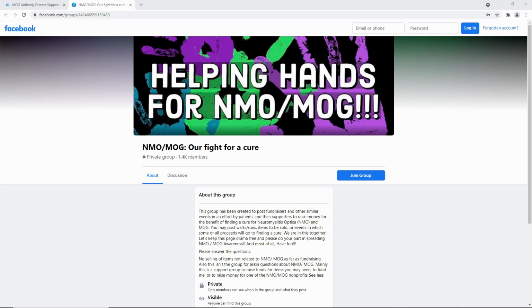So the second of the big MOG antibody disease support groups is this one, the NMO / MOG Our Fight for a Cure. Now what you'll find with some support groups is they often join a few different conditions together. So in this case, NMO and MOG is because they are believed to be related, and MOG is sometimes classified as NMO in some cases. So that's sometimes why you'll see a few different conditions in the title of the group.